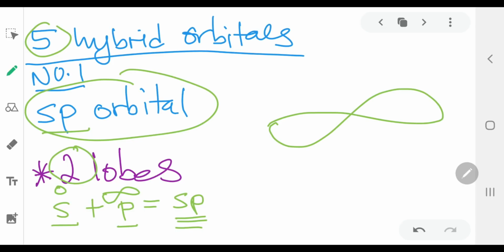Okay, so later on we're going to look at when we need to consider hybridization before we overlap. So remember, the first hybrid orbital is SP orbital, and it will have 2 lobes, and this is the shape of SP orbital right over here.